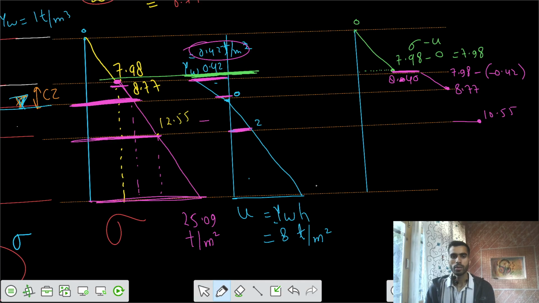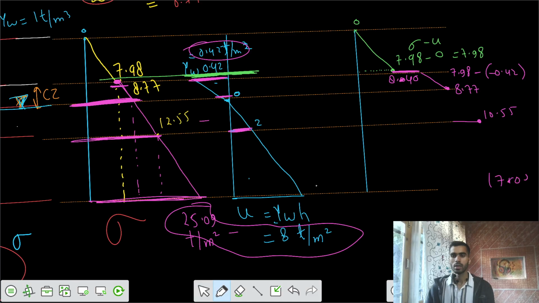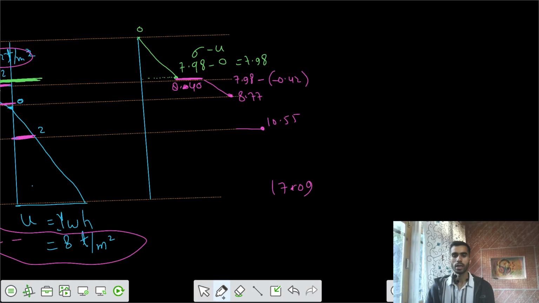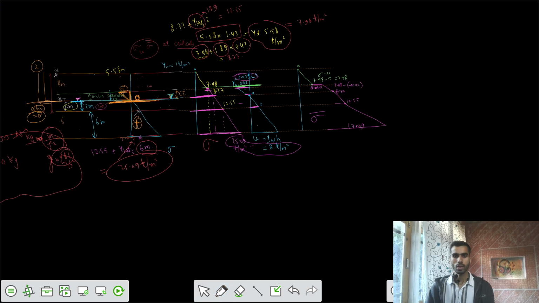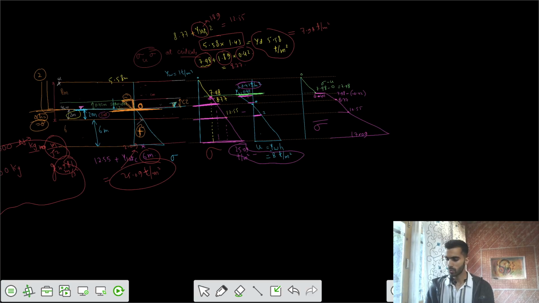After that, we have 25.09 minus 8. How much is that? 18.09, 17.09. So some value of 17.09. So this is your effective stress distribution diagram. Okay, 17.09. So that was all about that problem.